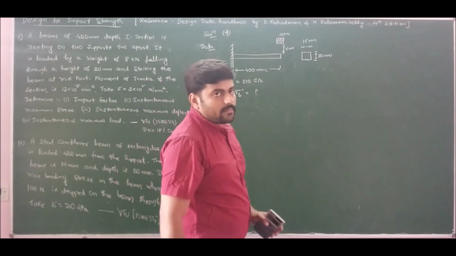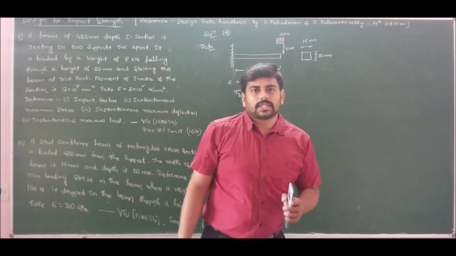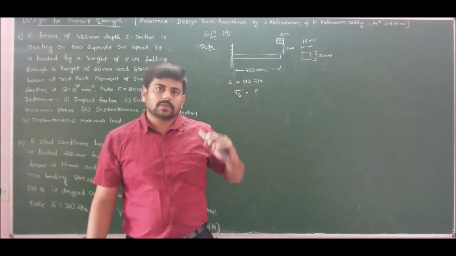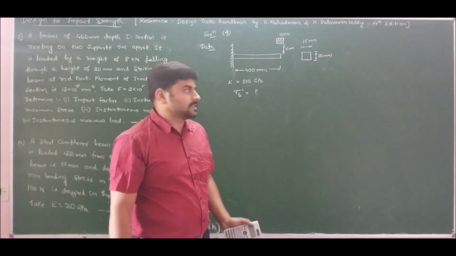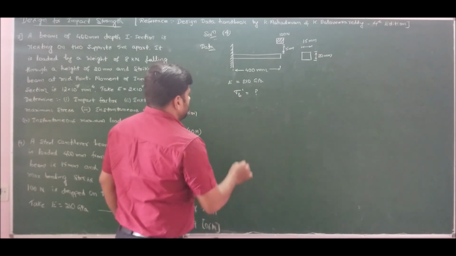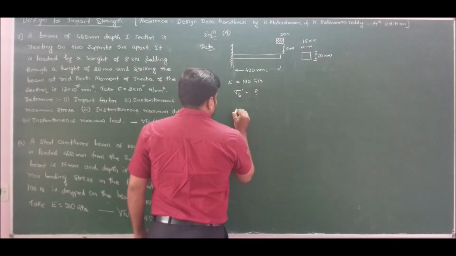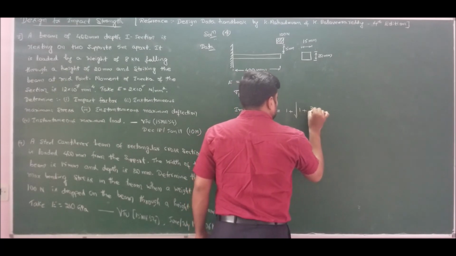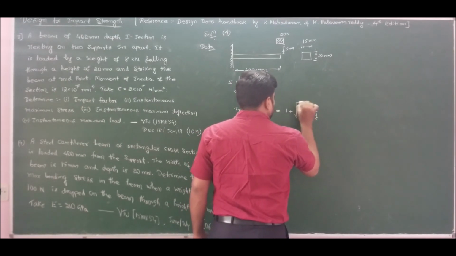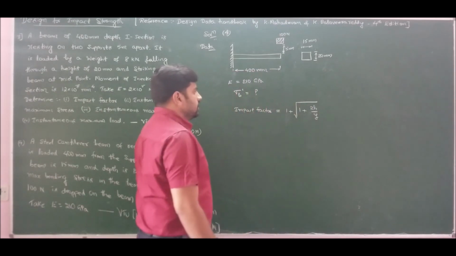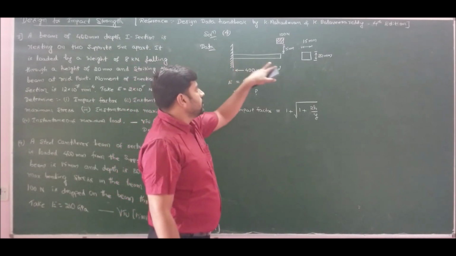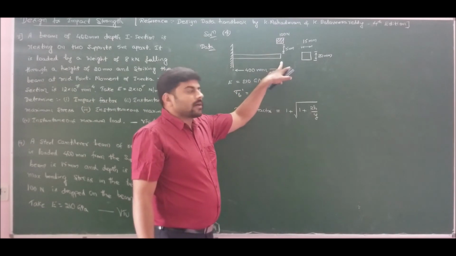Now to solve the problem, the procedure remains same. We should calculate the impact factor, multiply the impact factor to static bending stress to get the instantaneous maximum bending stress. Now moving to solve the problem, we know that impact factor is given by 1 plus root of 1 plus 2h by y, where y is static deflection. In this case, I should take the maximum deflection for cantilever being loaded at free end.